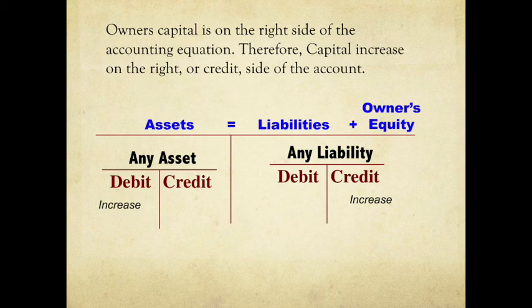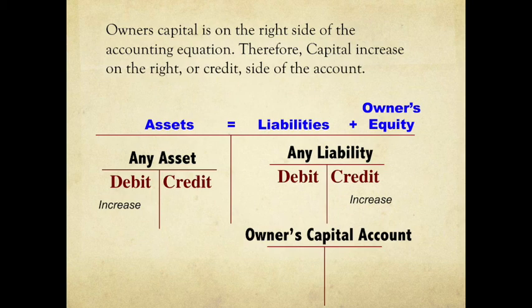Owner's capital is on the right side of the accounting equation. Okay, so again, your owner's equity, the account under there is your capital account. Again, with each account, the left side is the debit side, the right side is the credit. Since the capital account falls on the right side of the accounting equation, it has a right side balance. The right side of your capital account is your credit.